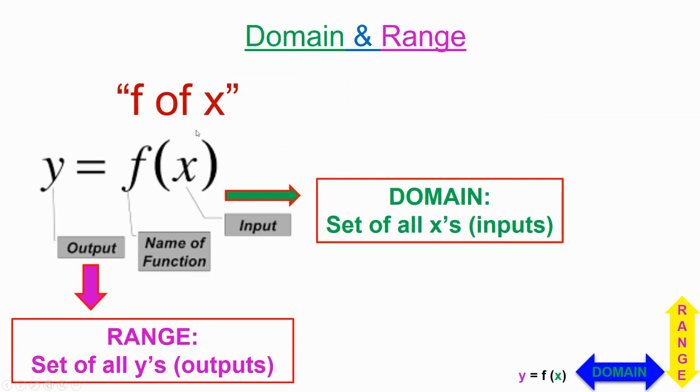We said before that f of x is really just a fancy way of saying y. What is the output of the function when I input an x? Well, that answer is the y that I get when I calculate the function with x in it. So f is the name of the function. That's why we just say f for function, f acting on x, or f of x, and y is the output, x is the input.